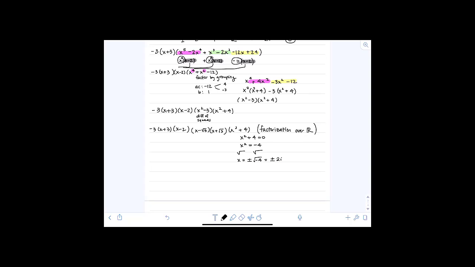Okay, it also asked us to factor over C, so then we'll write out the last two factors. It would be x minus 2i and x minus negative 2i, so x plus 2i. And still we would have x plus 3 times x minus 2 times x minus root 3 times x plus root 3 times x minus 2i times x plus 2i. Okay, so that's our factorization over C.